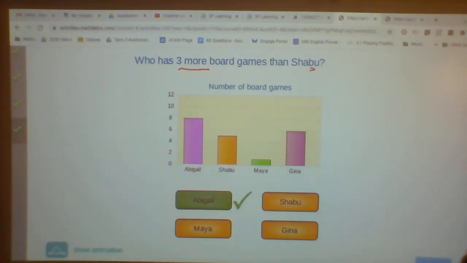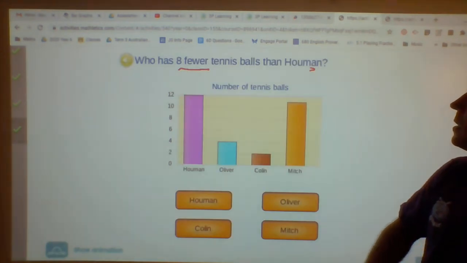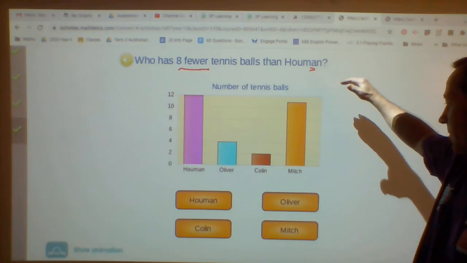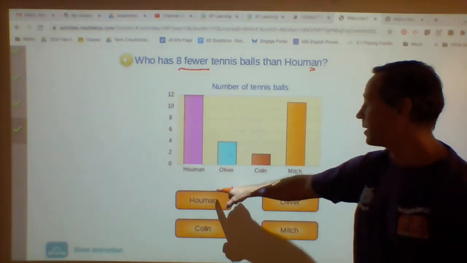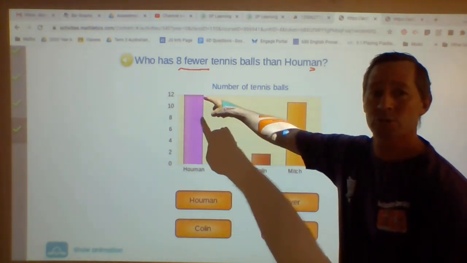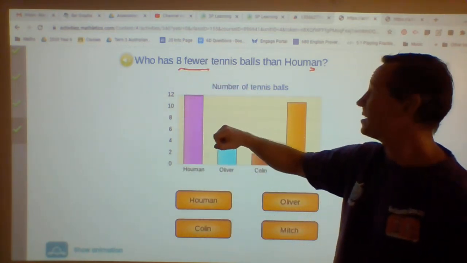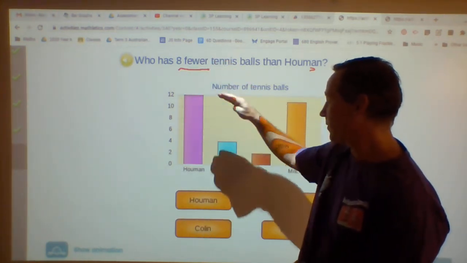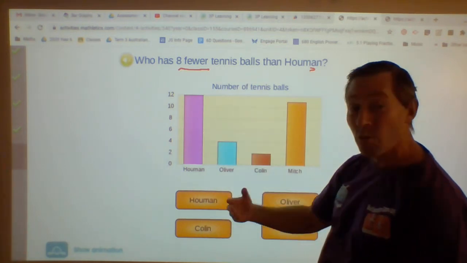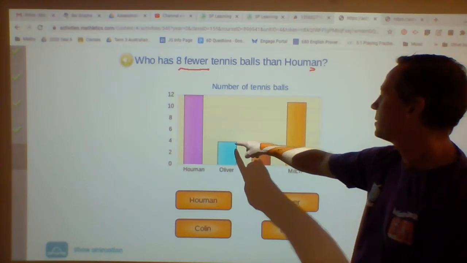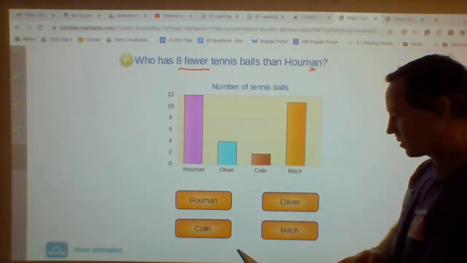Yep. Now do 2 more. Who has 8 fewer tennis balls than Human? Human is here, find him. 12. So look at this. Who has 8 fewer? Fewer means less. So I would say 8 away from 12, which would be 4. So look along here, here's 4. Who has that? Must be Oliver. So click on Oliver.